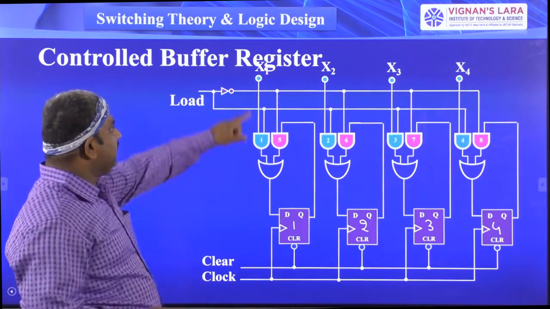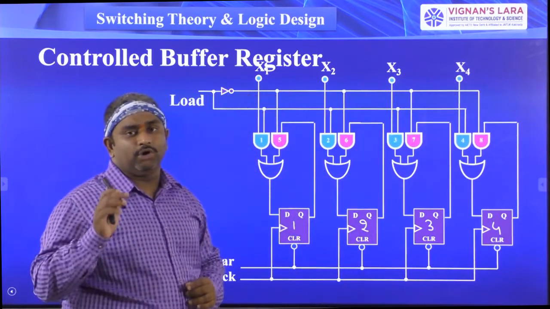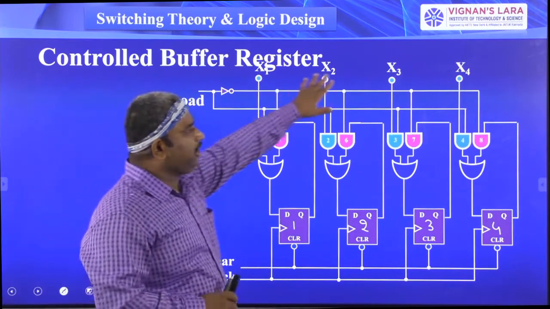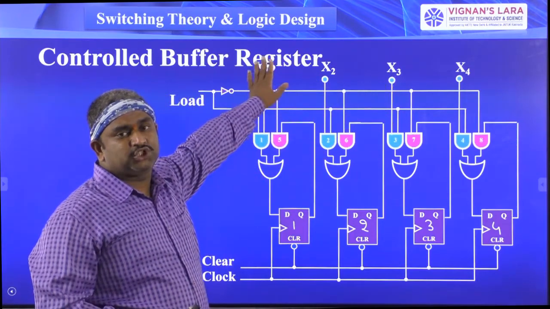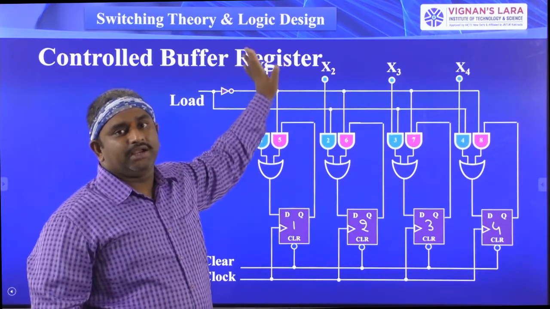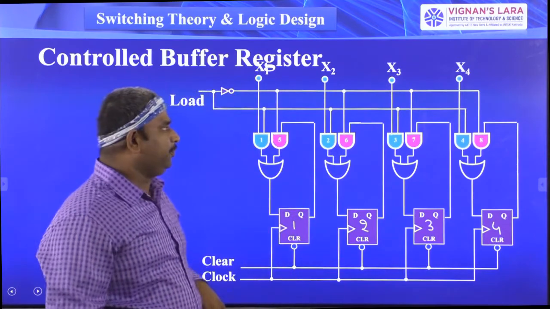Next, coming to x1, x2, x3, x4. Here we have totally 4 signals, that is x1, x2, x3, x4. These are the input signals. x1, x2, x3, x4 are nothing but D1, D2, D3, D4. Okay, these are the original input signals.